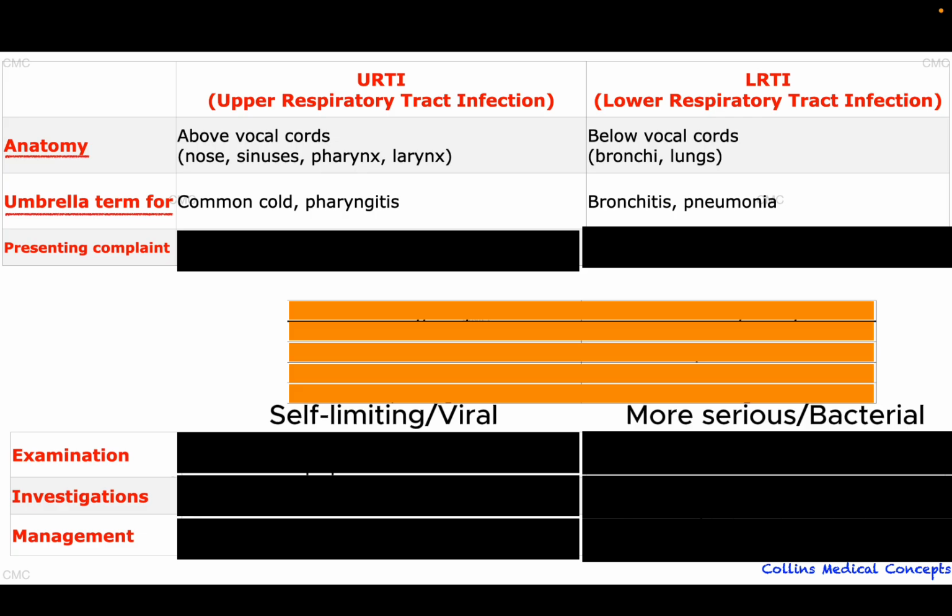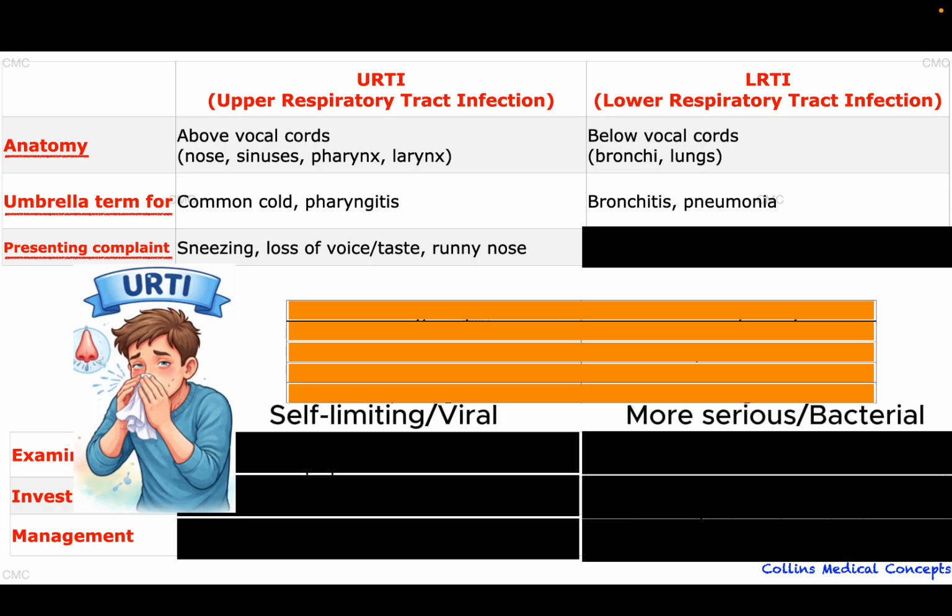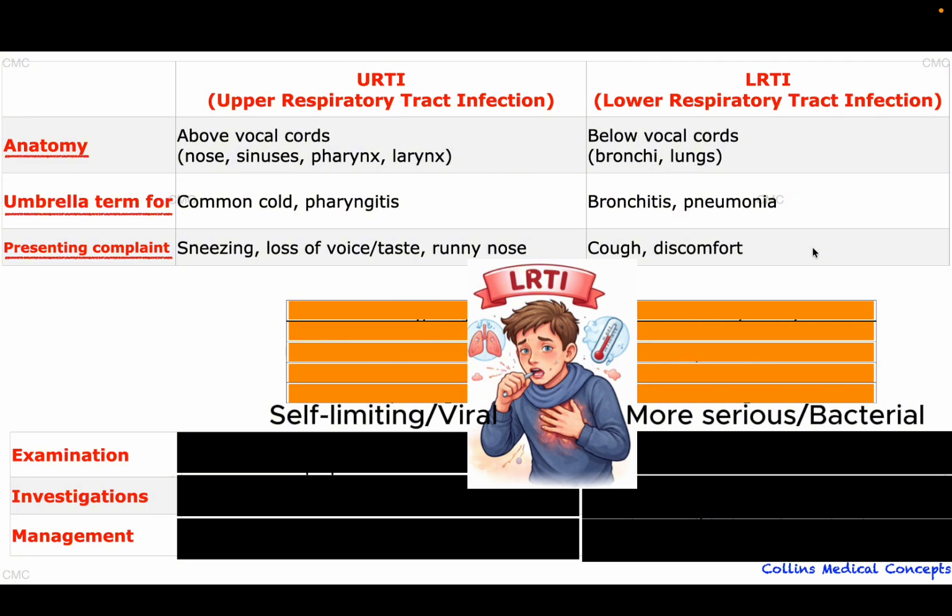In clinical context, when a patient first presents to you, the easiest way to distinguish between upper and lower respiratory tract infections is to look at the cluster of the presenting complaint. If the patient's main complaints are sneezing, loss of sense of smell or taste, a hoarse voice, runny nose, loads of congestion, you're looking at a picture of upper respiratory tract infection. But if the initial presenting complaint is more like a chesty cough with loads of mucus coming up with some associated chest discomfort, you're looking at a lower respiratory tract infection.